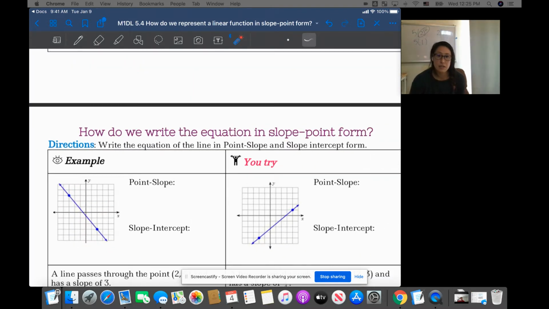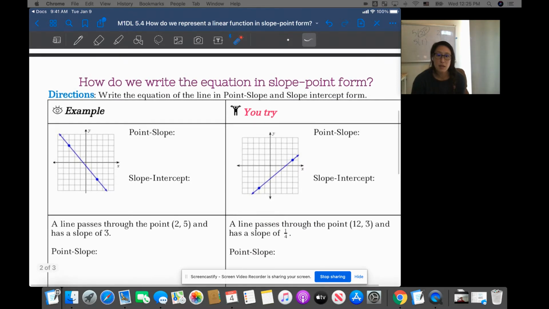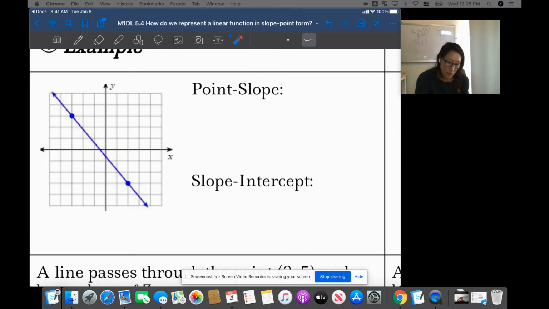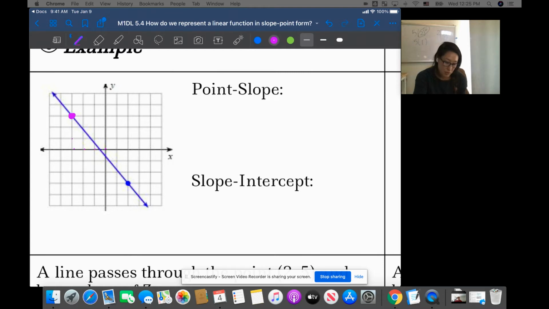Write the equation of the line in slope point and slope intercept forms. So I'll show you how to do this. First, we need to get a point on the line. So you can choose any point. I'm going to go ahead and choose this purple one. So from the origin, that's 1, 2, 3, 1, 2, 3. So the point is negative 3 comma positive 3.